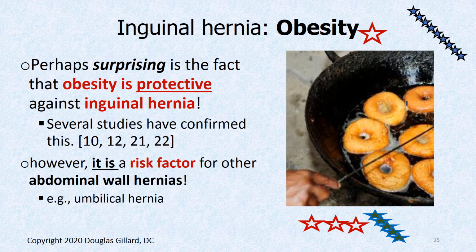Now here's the weird thing with obesity, like those double fried donuts. They're supposed to be very, very good. But obesity seems to be protective against inguinal hernia, but not the other abdominal wall hernias. And we're not exactly sure why that is, but there's quite a lot of research on that.